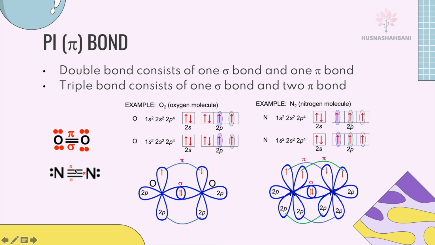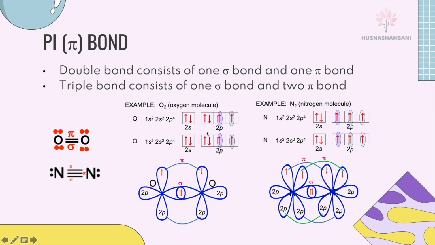Triple bond, if you have three bonds, for example in N2 molecule, triple bond consists of one sigma bond and two pi bonds. If only single bond, only sigma bond. Double bond, one sigma, one pi. Triple bond, one sigma, two pi bonds.